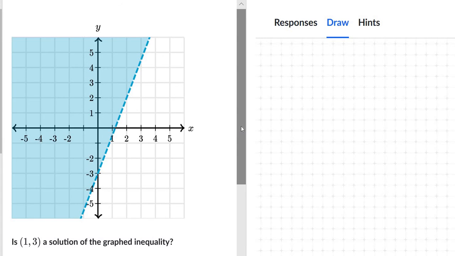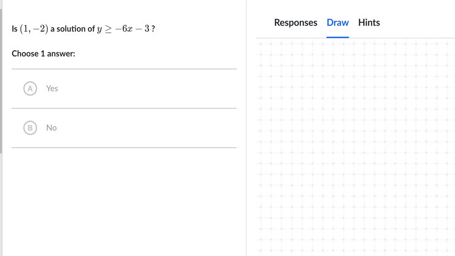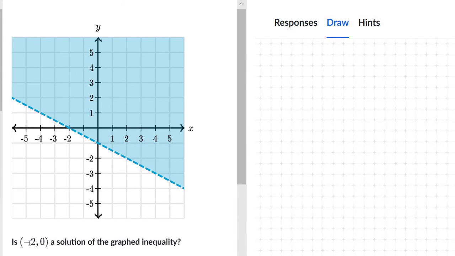Okay, this is super easy as long as you know how the coordinate system works. Is 1, 3 a solution to the graphed inequality? Well, just find the point 1, 3, which is 1 to the right, 3 up. So that clearly is within the region right there. So it is a solution to the inequality. Negative 2, 0. So negative 2 means 2 to the left, 0. Ooh, so it's on the line, but it's a dotted line, which means that it's only greater than, but this is on the line. So this would not be a solution to this inequality.